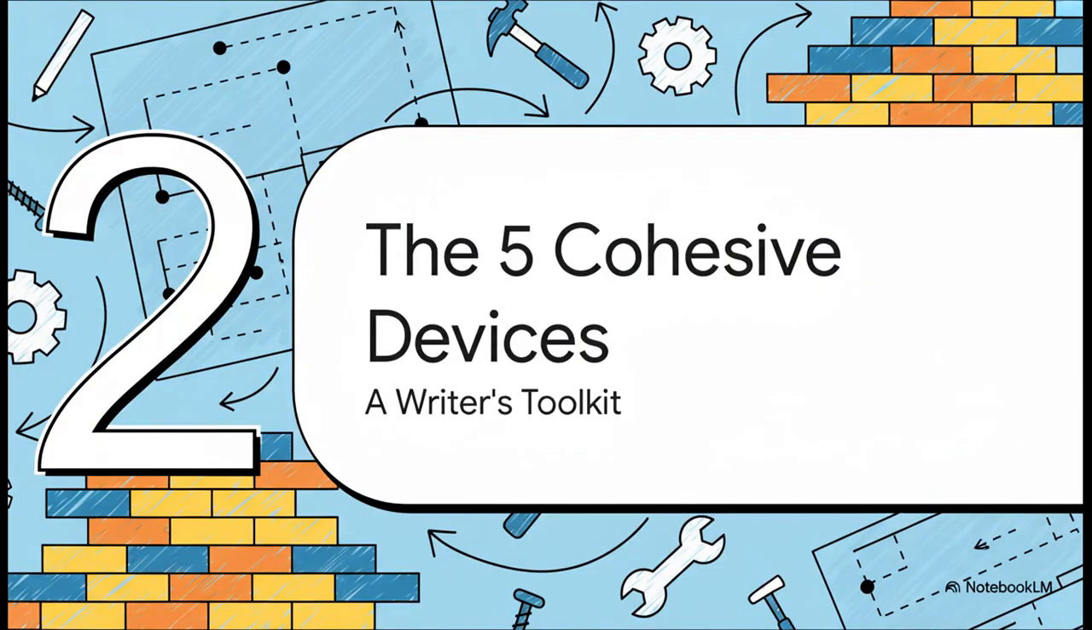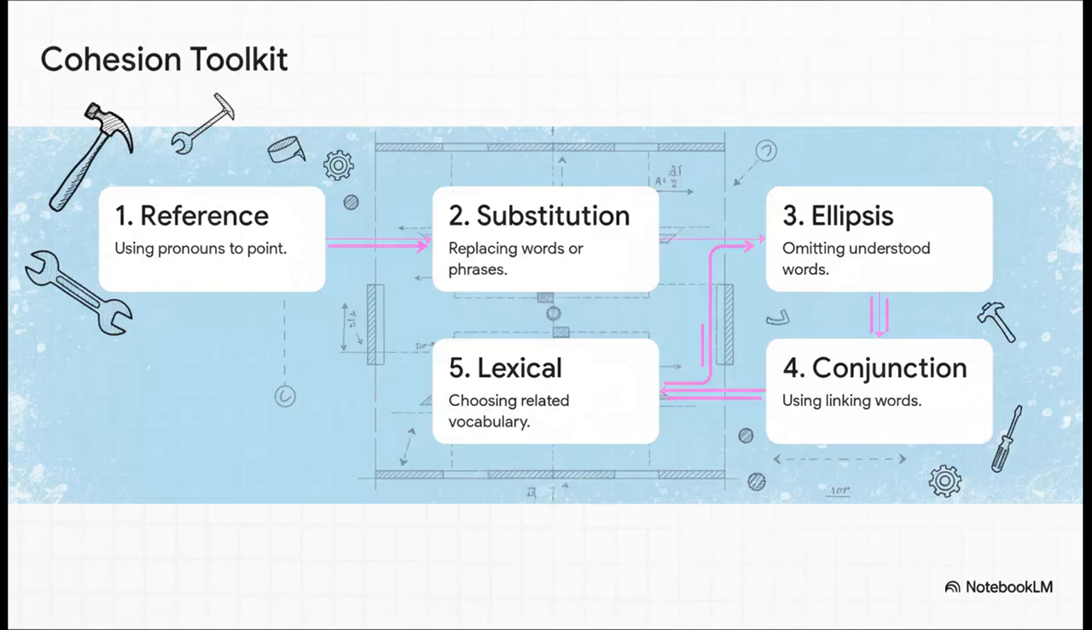Okay, so if cohesion is this magical glue, what is it actually made of? Well, this is where it gets fun. We're going to open up the writer's toolkit and look at the 5 main ways you can create these connections, first laid out by the linguists Halliday and Hasan. And here they are, the big 5. We've got reference, which is using words to point at other words; substitution, for swapping out words to keep things fresh; ellipsis, which is about what you leave out; conjunctions, which are your linking words; and lexical cohesion, which is all about choosing related vocabulary. Mastering these is just like a carpenter mastering their tools. So let's dive into a couple of the most common ones right now.